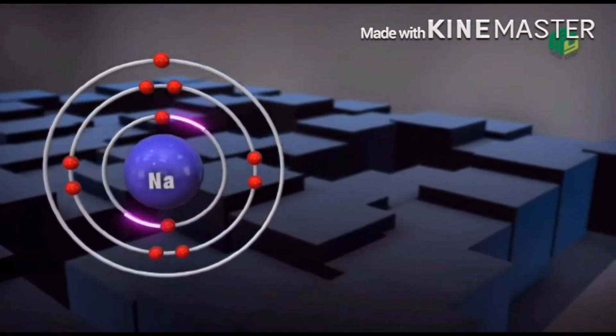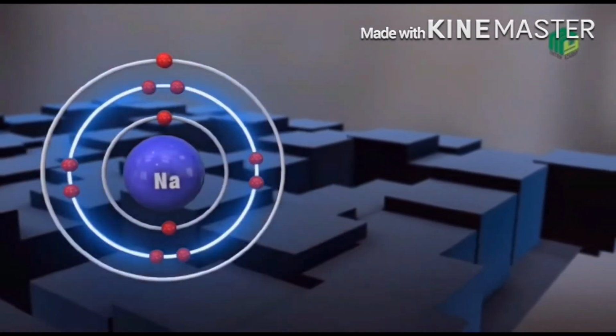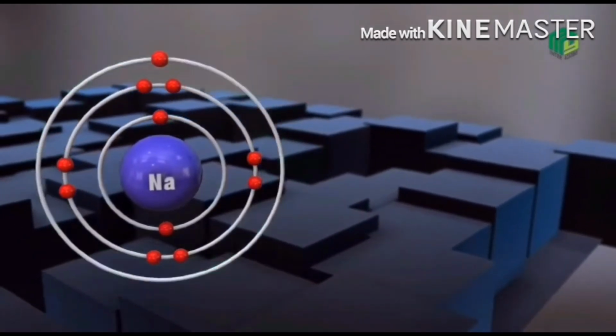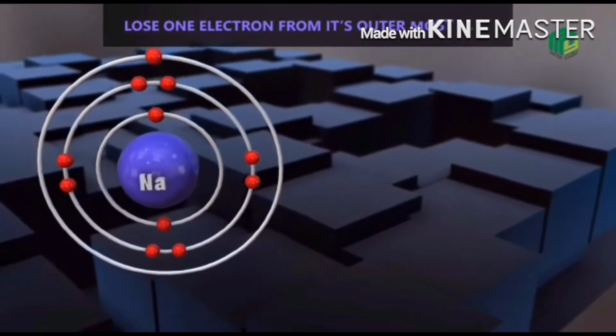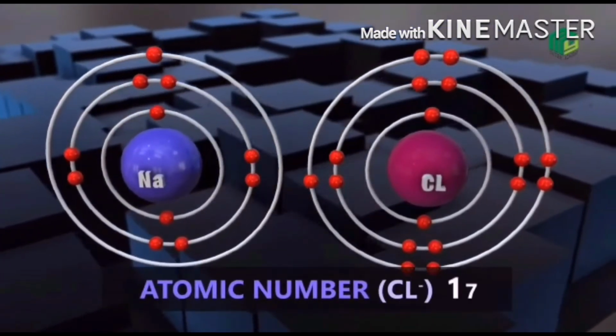Atomic number of sodium is 11, which has 2 electrons in innermost shell, 8 electrons in the second shell, and 1 electron in the outermost shell. In order to gain stability, that is 8 electrons in the outermost shell, octet, sodium needs to lose 1 electron, which is easier than gaining 7 electrons.